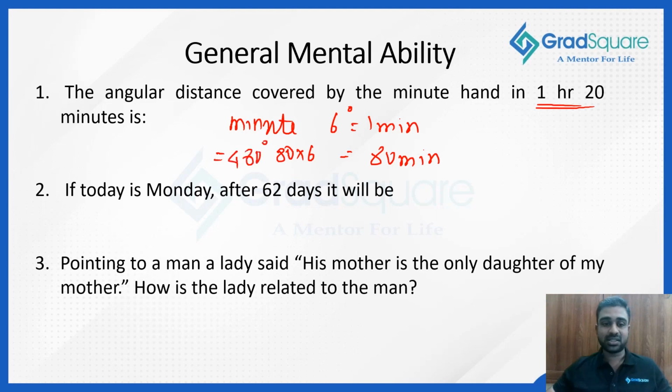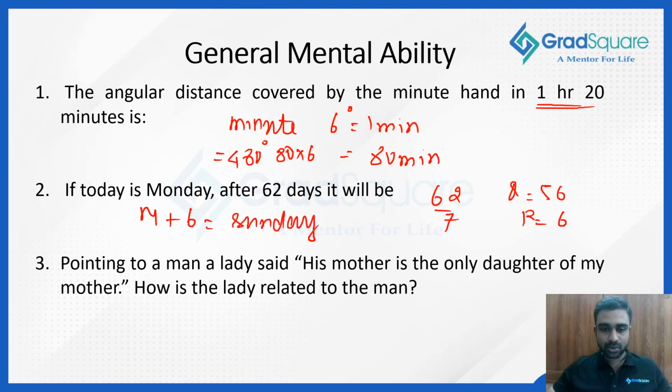Okay, and if today is Monday, what day will it be after 62 days is the question. I know that a week has 7 days, so after every 7 days Monday is going to be the day. So I'm going to divide 62 by 7. The quotient will be 56 and the remainder will be 6 here. So after every 7 days I'm going to end up with Monday. So after 56 days the day will be Monday again. Adding up 6 extra days, I'm going to end up with Sunday. So what will be the day after 62 days? Sunday is your answer.